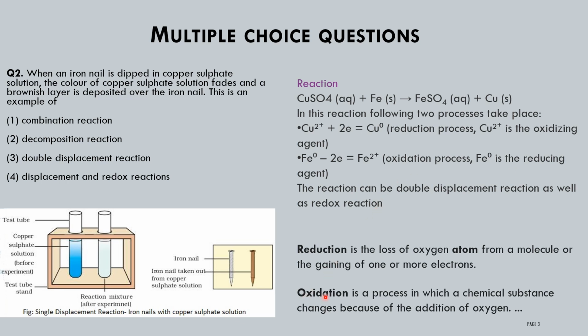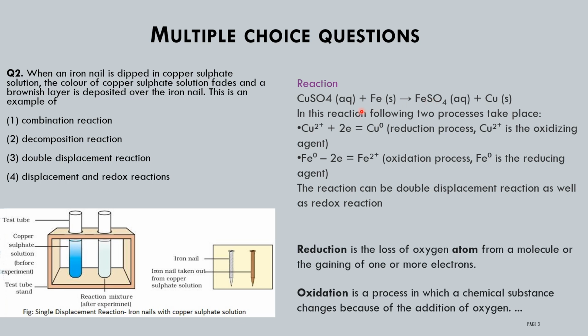What is meant by oxidation? Oxidation is a process in which a chemical substance changes because of the addition of oxygen. Here you can observe iron accepts the oxygen, and it also loses electrons. This type of reaction we call an oxidation reaction. Copper undergoes reduction because it loses oxygen and gains electrons. In the case of iron, oxidation occurs because it accepts the oxygen and also loses the electrons.